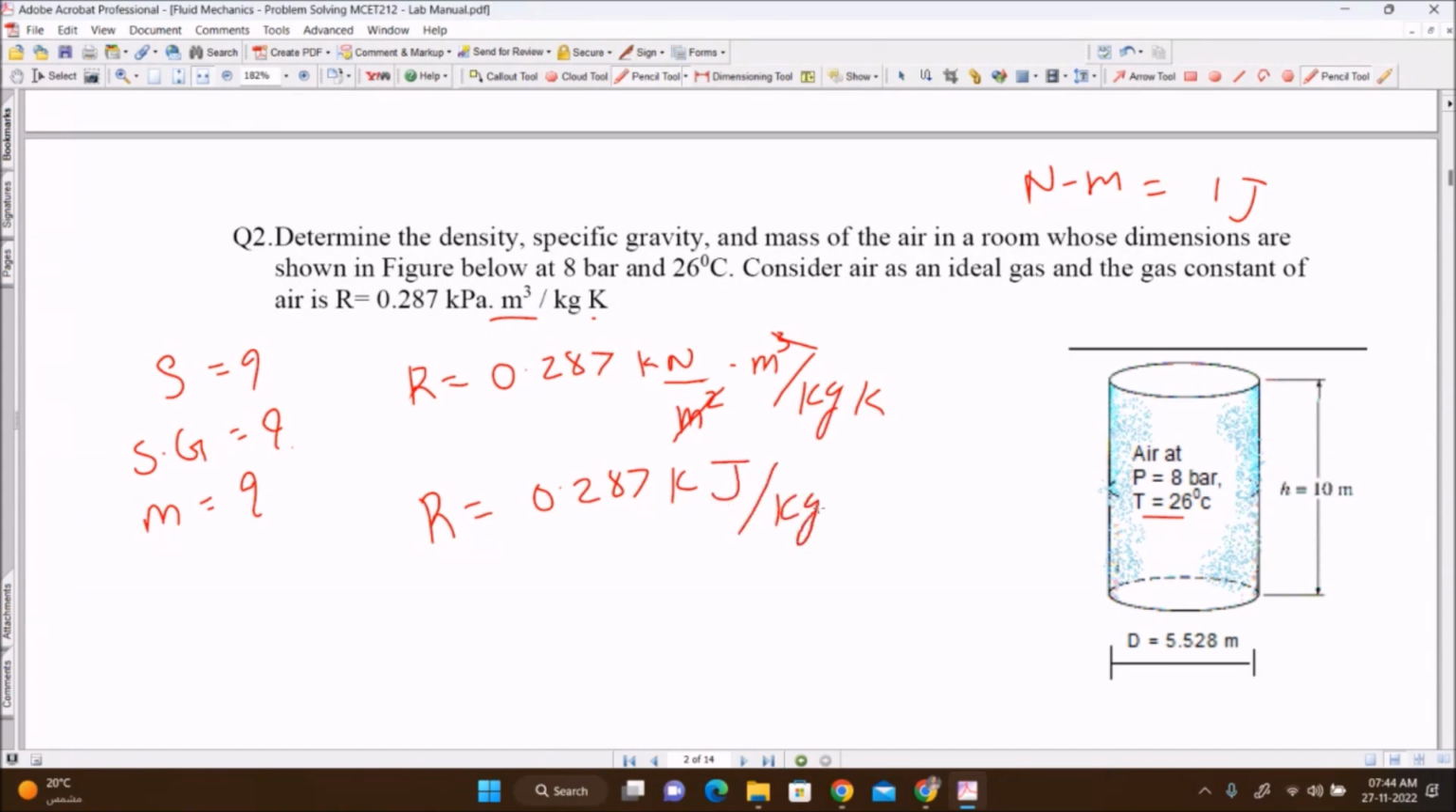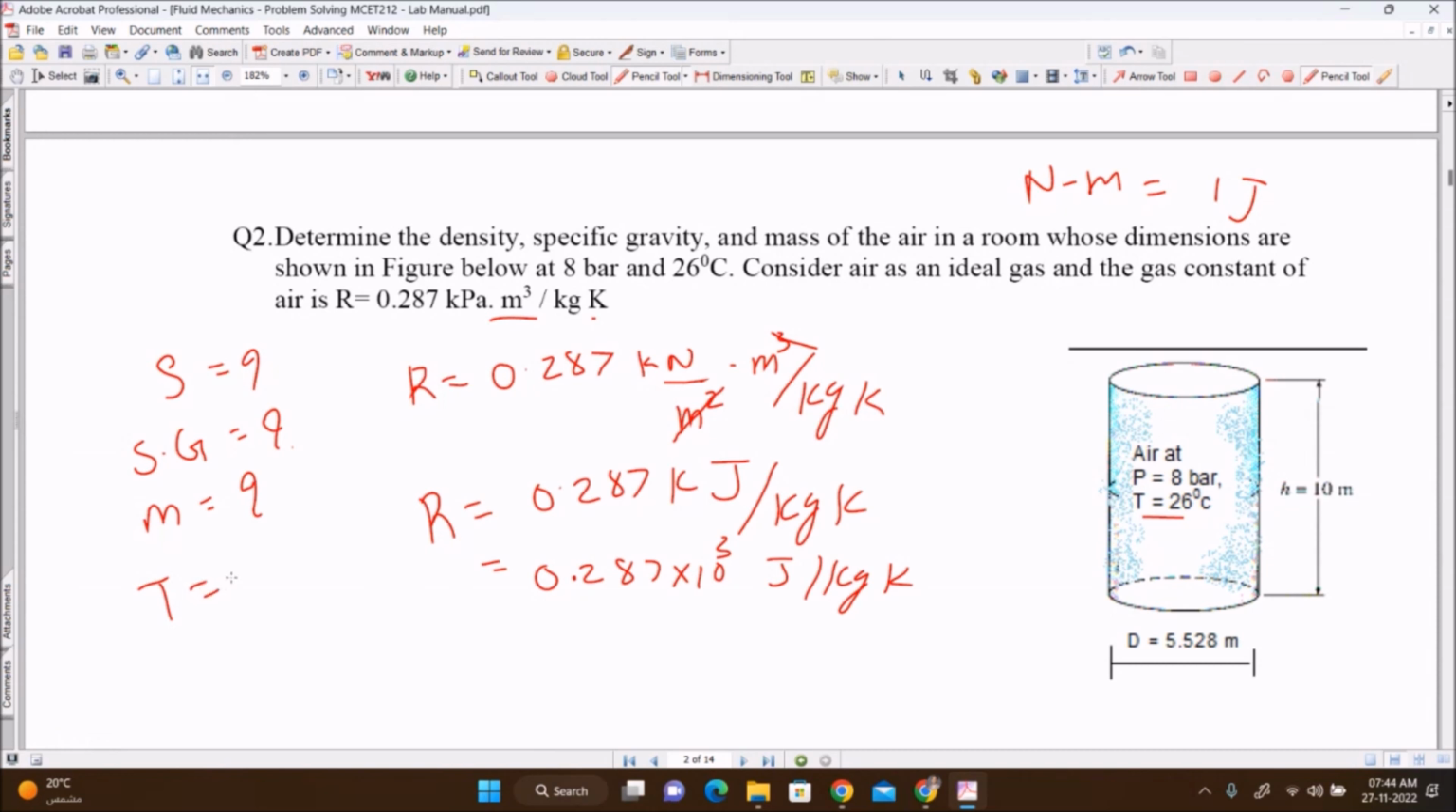Kilojoules per kg Kelvin. As you know all these units, it is important for the LMT dimension how to write that. Kilo is not allowed in the calculation, so you can multiply by 1000: 287 into 10 to the power 3 joules per kg Kelvin. First, I will write all the basic units.